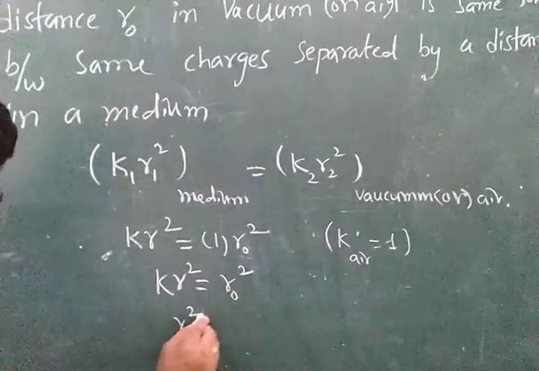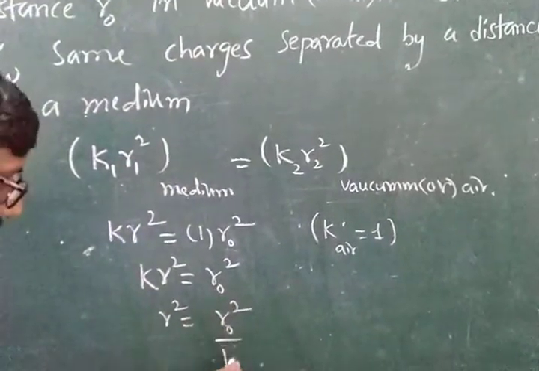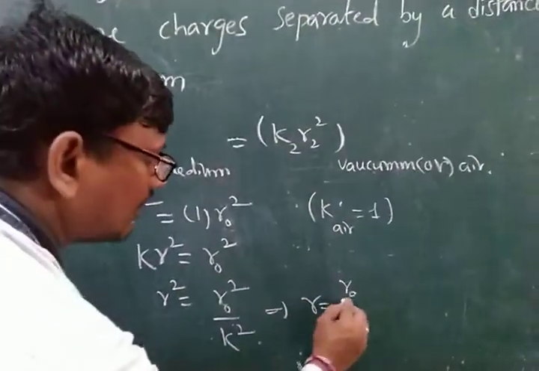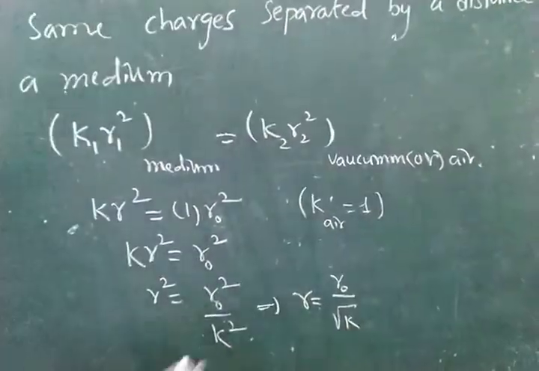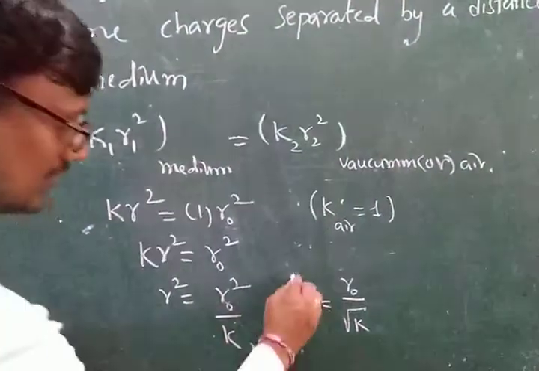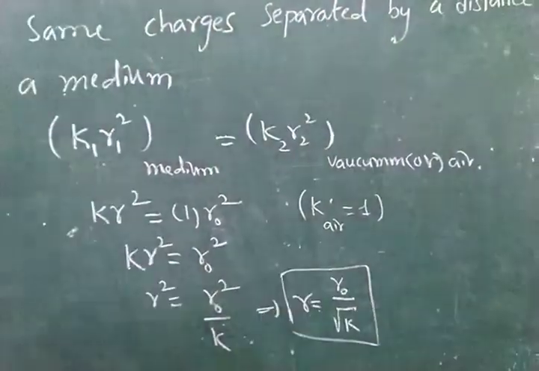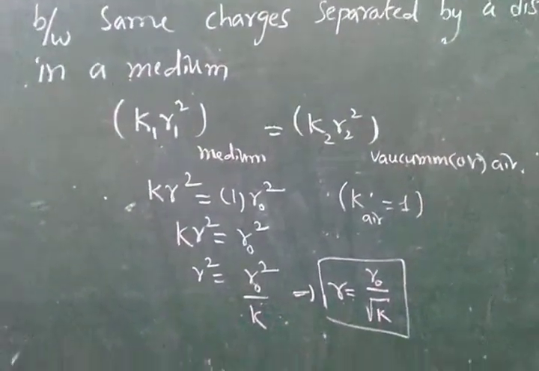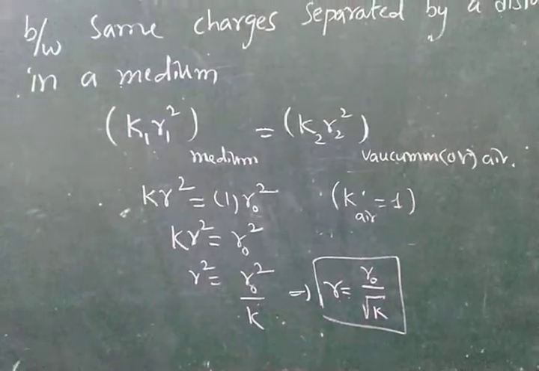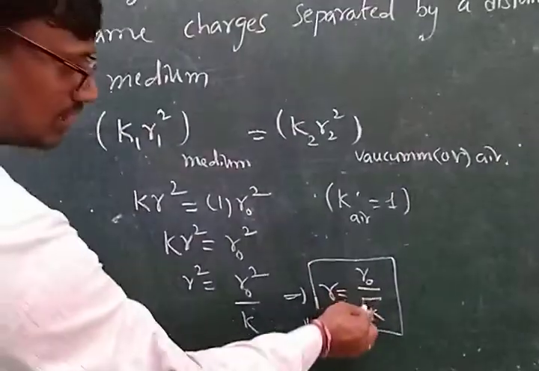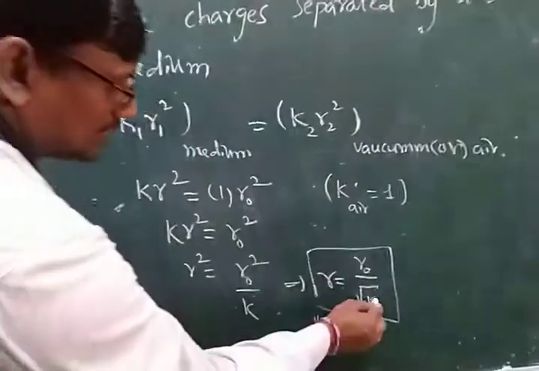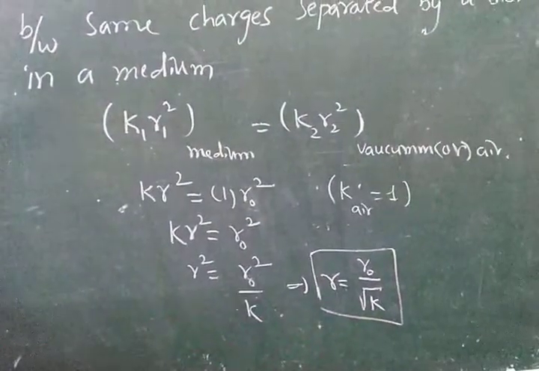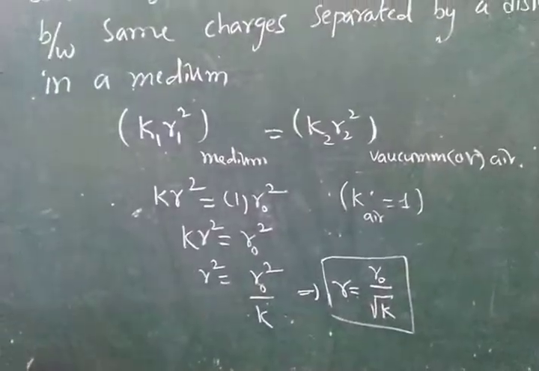And then we can write R squared is equal to R0 squared by K. That implies the distance R is equal to R0 by under root of K. This is the principle: when the forces between charges are in different mediums, the separation will be the same. R is equal to R0 by under root of K, where K is the dielectric constant, R0 is the distance in a vacuum, and R is the distance in a medium.